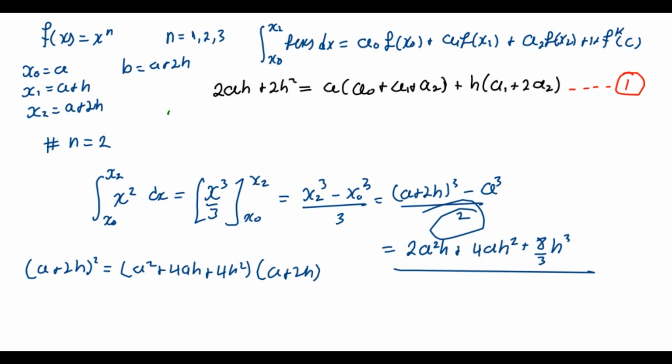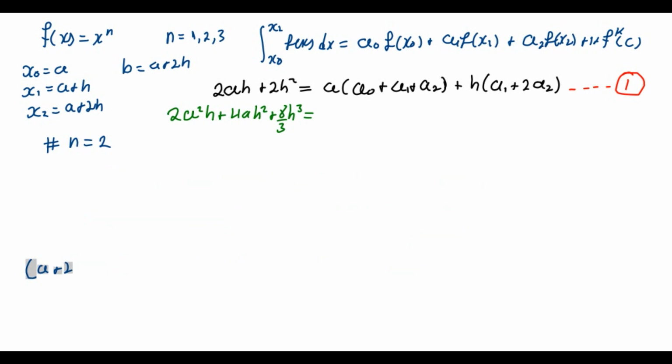So this is 2a squared h plus 4a h squared plus 8 over 3 h to the power 3, is equal to, we're going to have to find the other part. So that is the evaluation of the actual function itself. Then let's look at the approximation now. Remember I said it's like you have x naught to the power n, here you have x sub 1 to the power n, here you have x sub 2 to the power n, meaning now just substitute 2 in there.